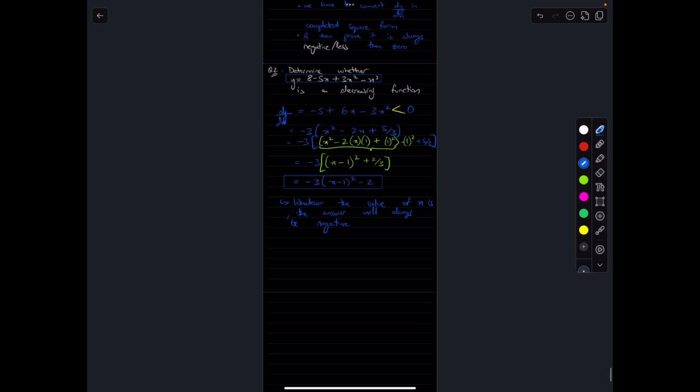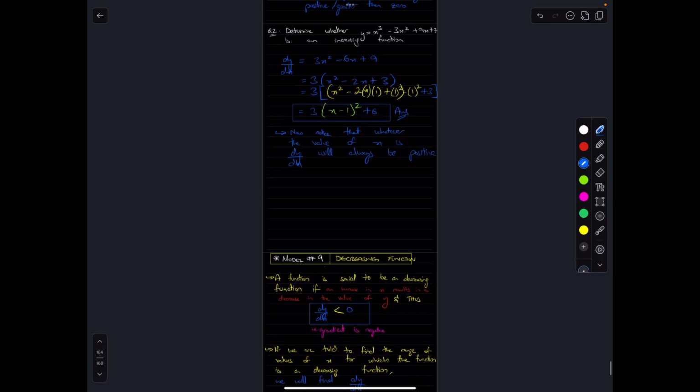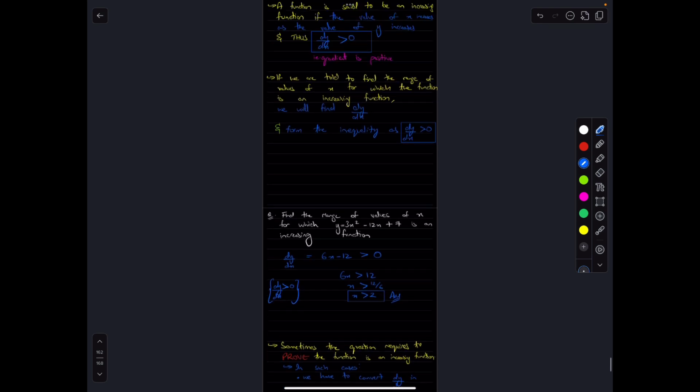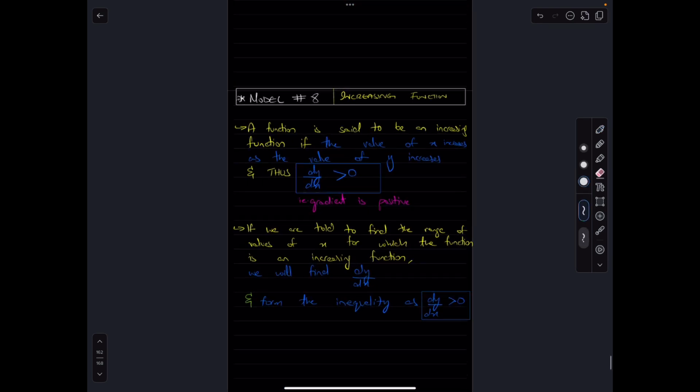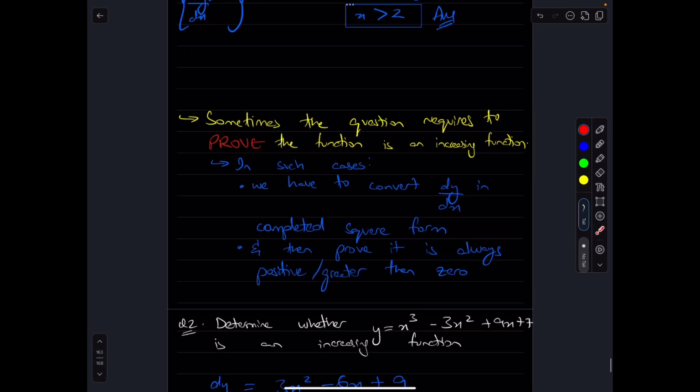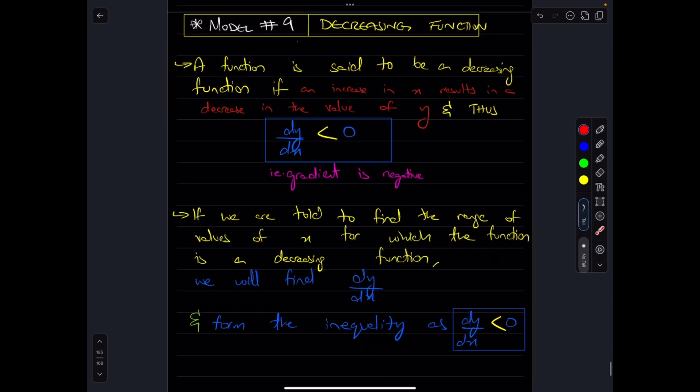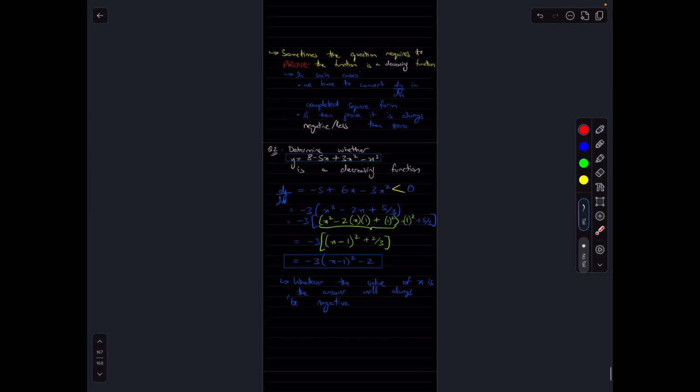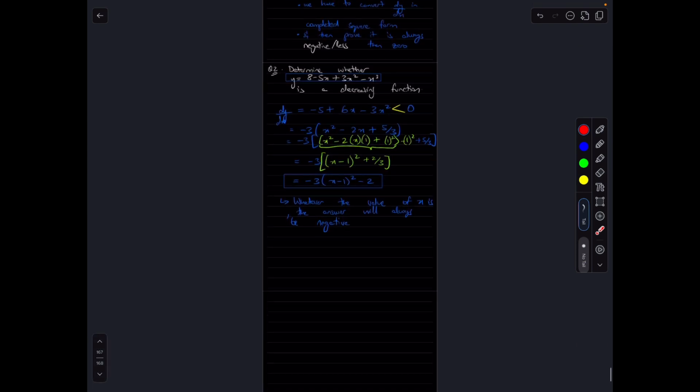And this was the whole concept of increasing and decreasing functions. You need to remember that in case of increasing functions, your dy by dx is going to be positive and as the value of x increases, the value of y increases. But in the case of a decreasing function, dy by dx is going to be negative, the gradient is going to be negative. So as the value of x increases, it causes the value of y to decrease. And that was the whole concept, and using this concept, we're going to solve this.